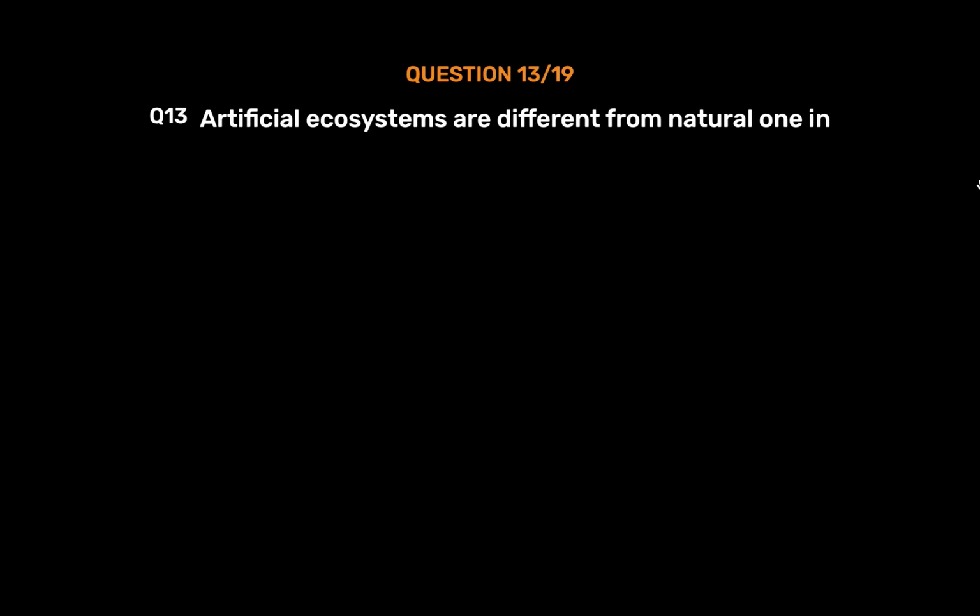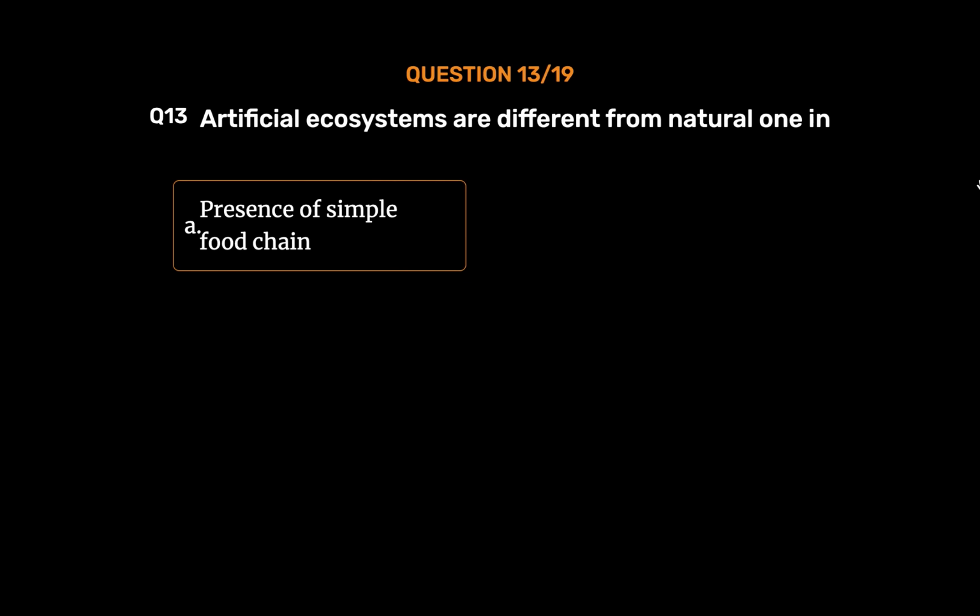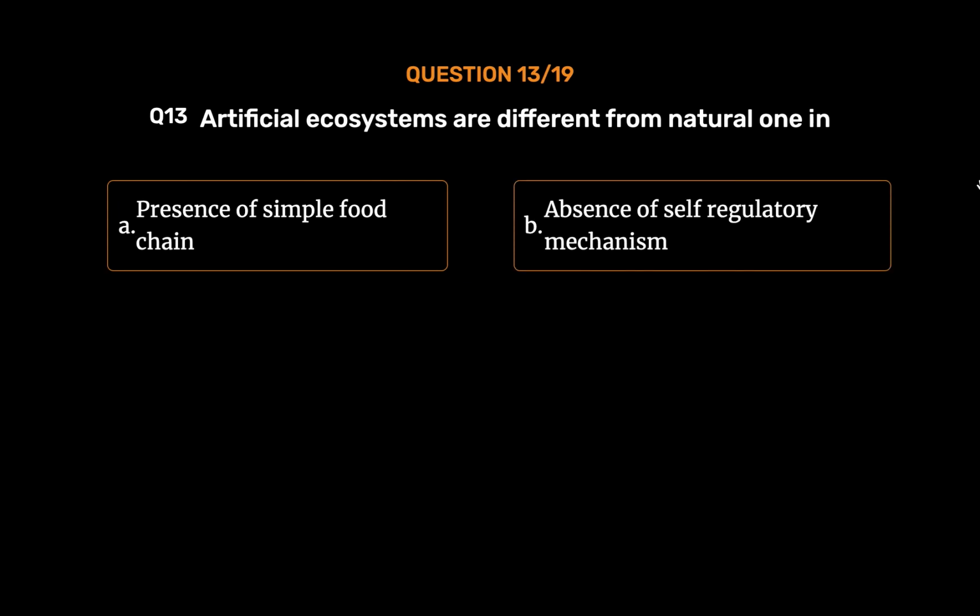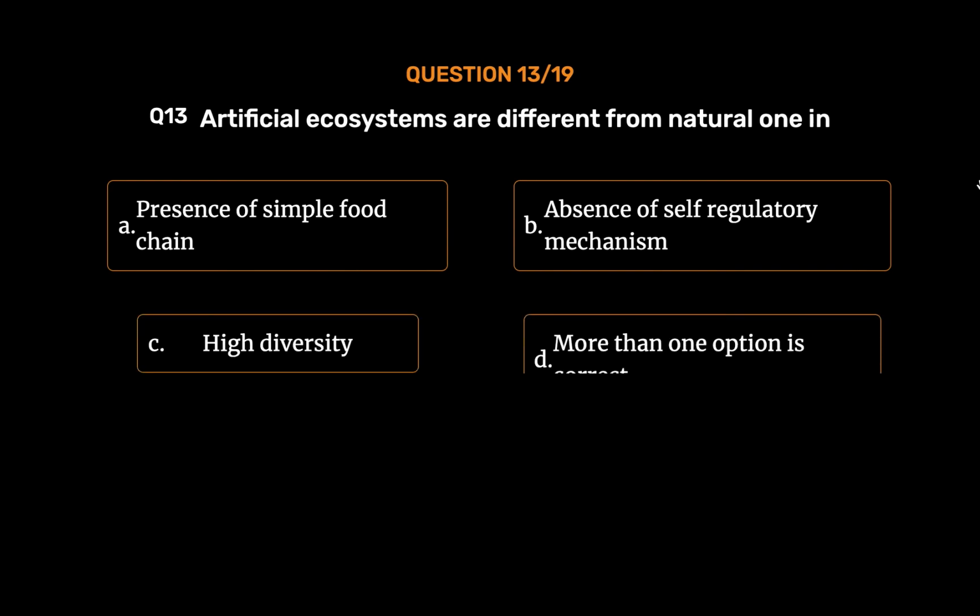Question number 13. Artificial ecosystems are different from natural ones in Option A. Presence of simple food chain. Option B. Absence of self-regulatory mechanism. Option C. High diversity. Option D. More than one option is correct. The correct answer is Option D. More than one option is correct.